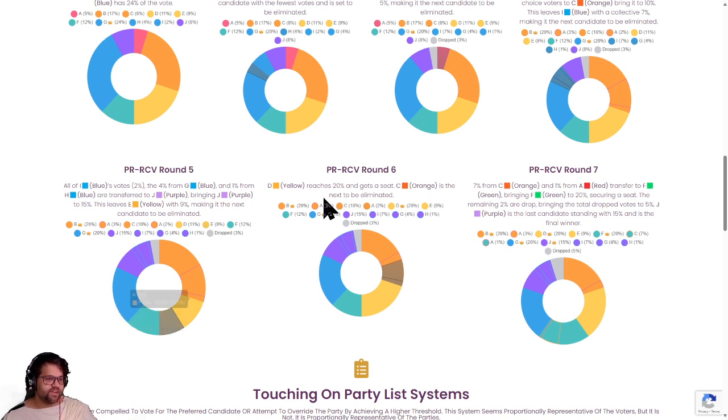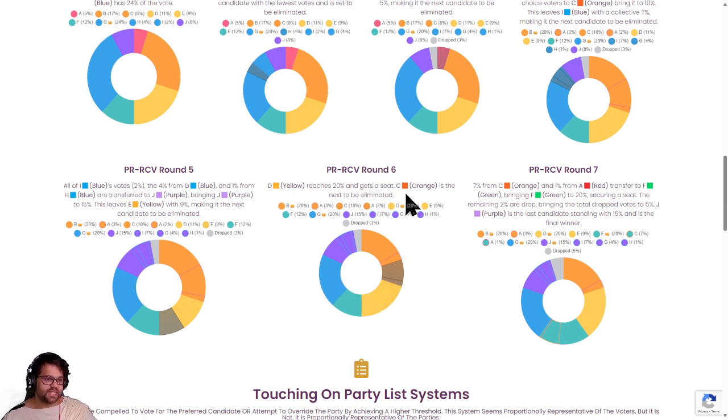So in that scenario, once you get to 6, D, yellow, reaches 20%, and that's because E just immediately transferred second choice into the other yellow candidate, and so that brought them straight to 20% right there on the line. Boom, they're your next winner.